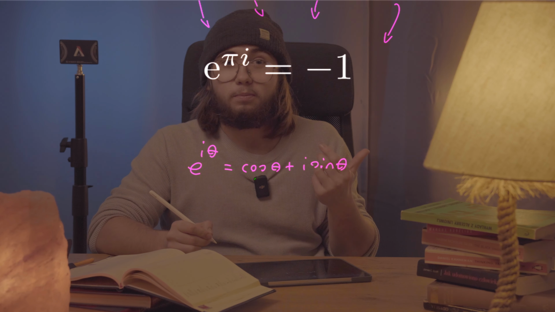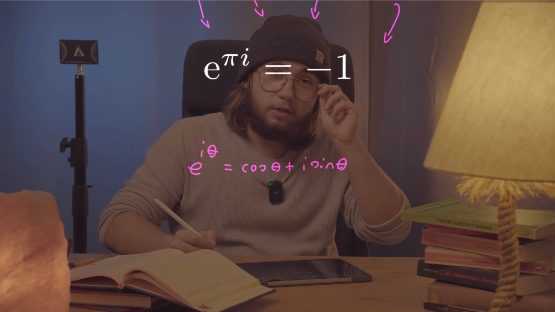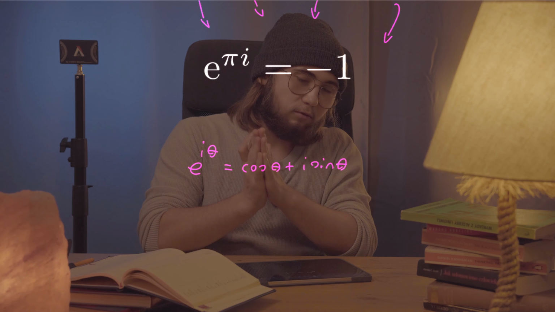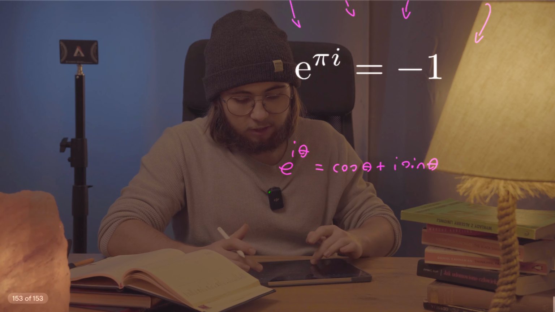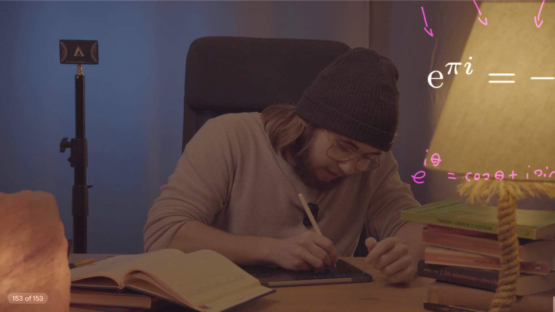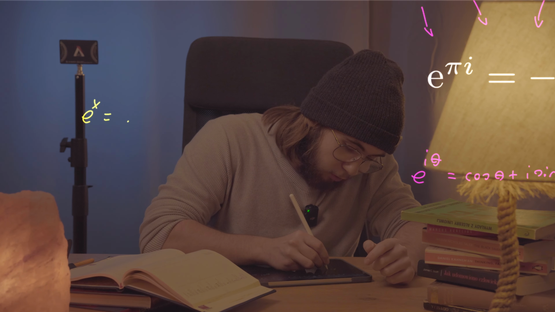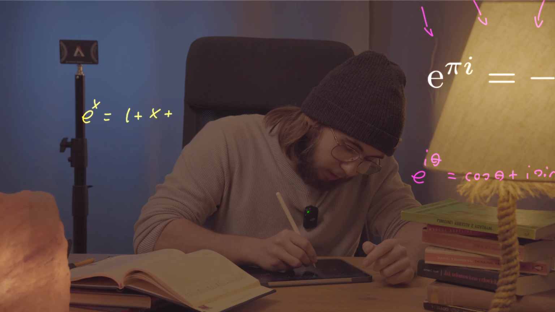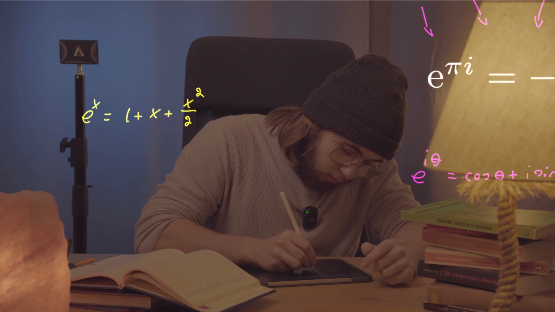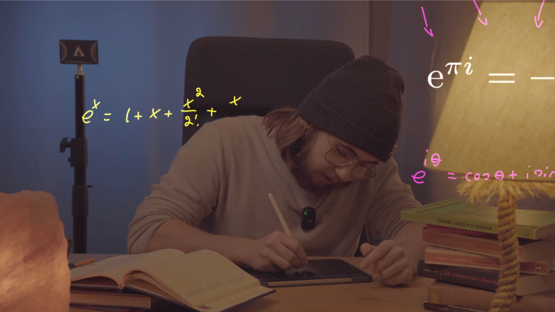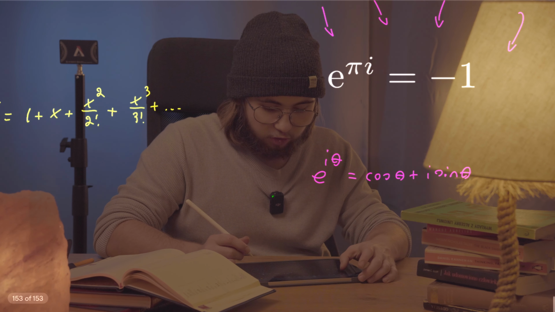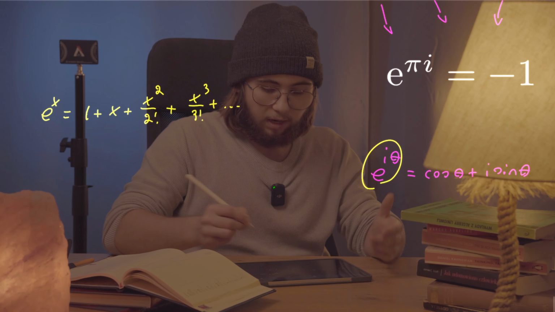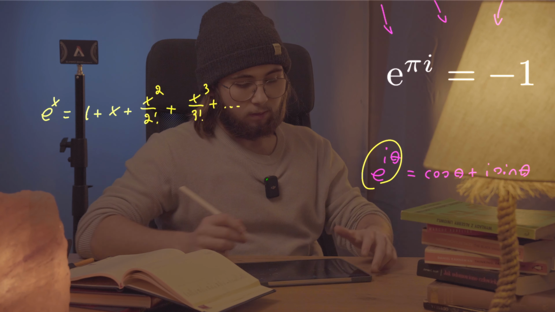Well, how are we supposed to prove it? I would like to actually use the Taylor series expansion for e to the power of x, which looks something like this. It states that e to the power of x is equal to 1 plus x plus x squared over 2 factorial plus x cubed over 3 factorial, and so on and so forth up until infinity. So we can use this formula in order to rewrite this e to the power of i times theta pretty smoothly.